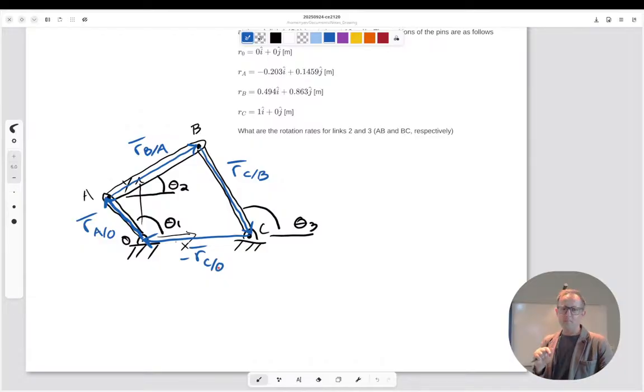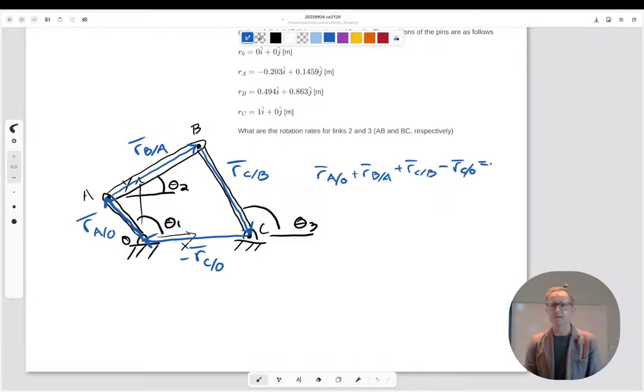If I add up, let's write it out. R_AO plus R_BA plus R_CB plus, well, let's do negative, minus R_CO. What does that equal to? 0?